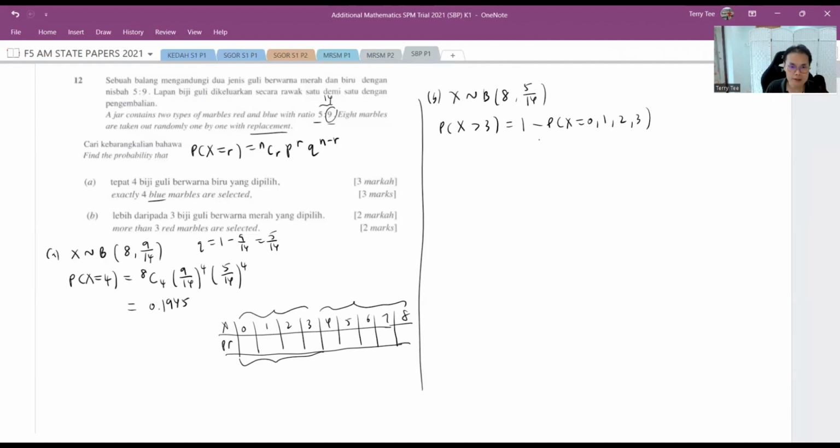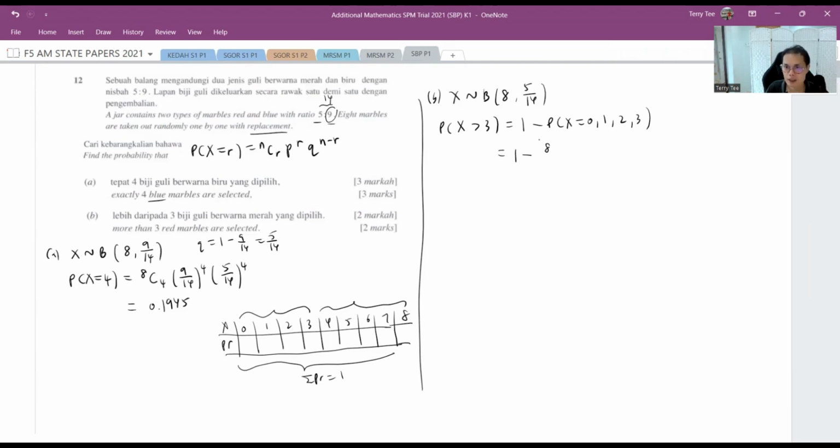Everybody, we want to find this. We want to find more than 3. We want to find 4 onwards, right? But your sum of probability is 1. So we do 1 minus 0, 1, 2, 3. But you'll find there's no difference in doing this, because this is 5, the other one is 4. So it's about the same. You want to count 4, 5, 6, 7, 8 and add up is still okay, right? So yeah, this is the annoying part, one by one.